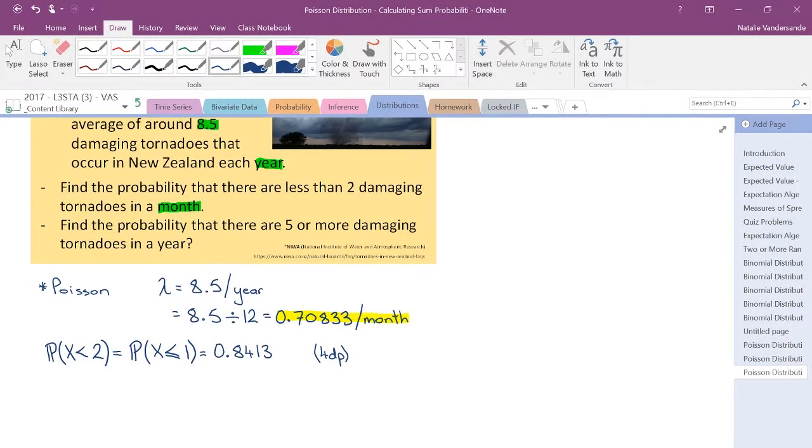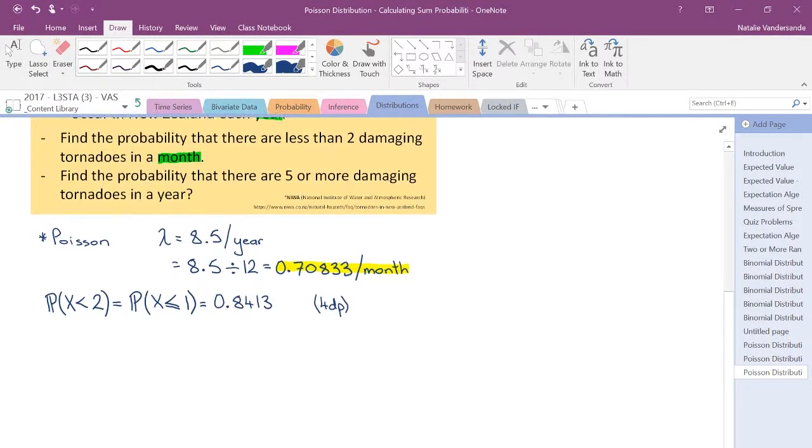Now looking at our second question, we have find the probability that there are 5 or more damaging tornadoes in a year. So again, I'm going to be using a Poisson distribution. Still have the parameter of lambda. In this case, the question is talking about the interval of a year. So that means I need my lambda to match. So I'm going to use my average of 8.5 tornadoes per year.